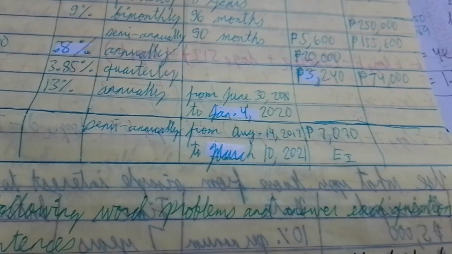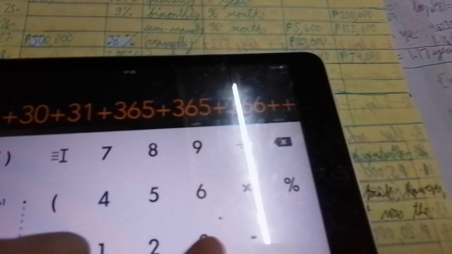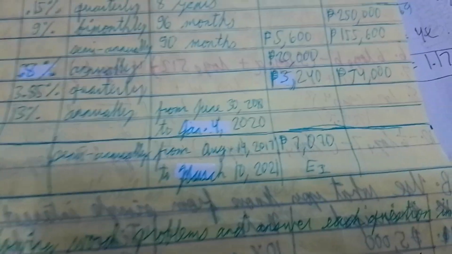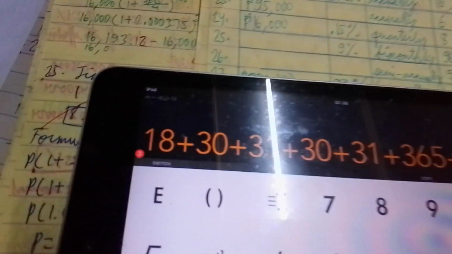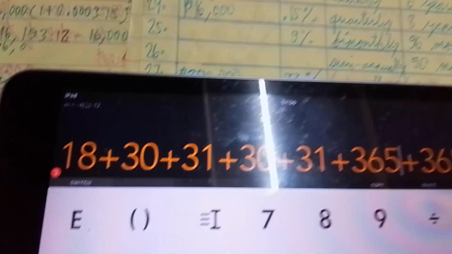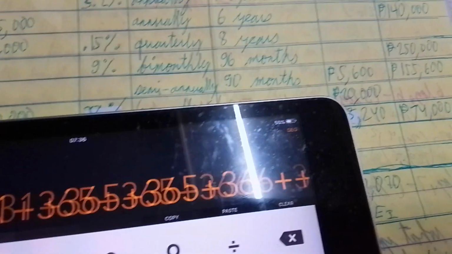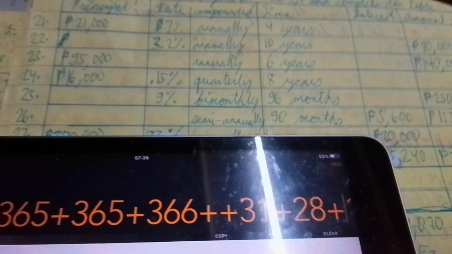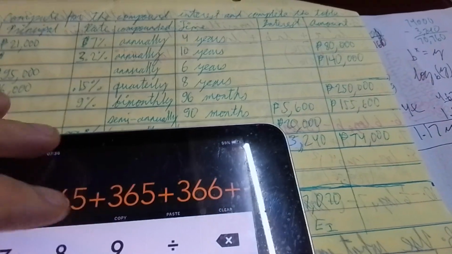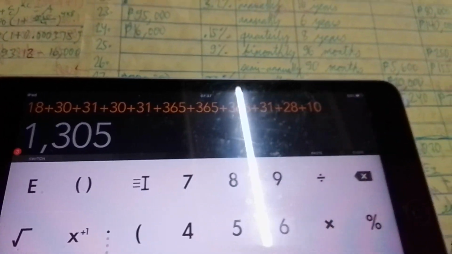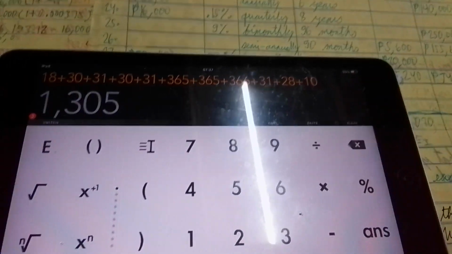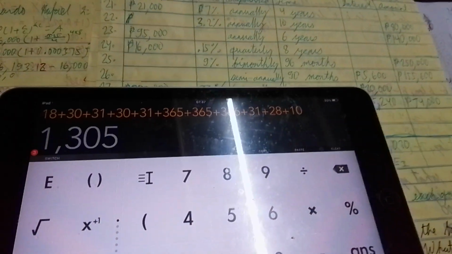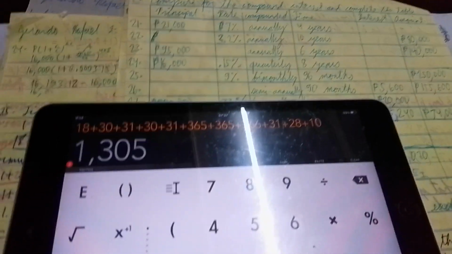March 10, 2021 is plus January, then February 28 days, and then plus 10. Let's double check the timeline: August, September, October, November, December of 2017, then the 365s for 2018 and 2019, and 366 for 2020 because 2020 is a leap year. Then January 2021, February 2021, plus 28 plus 10, you should get 1,305 days. That is the number of days, but we need to divide it by 365 because it is exact interest.